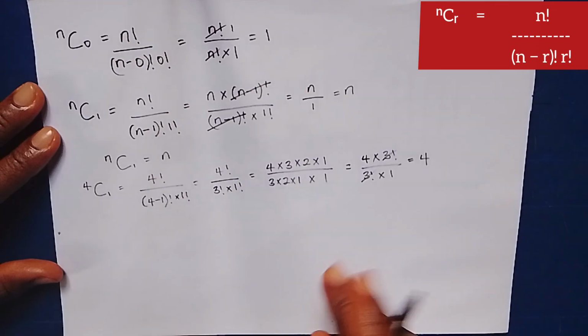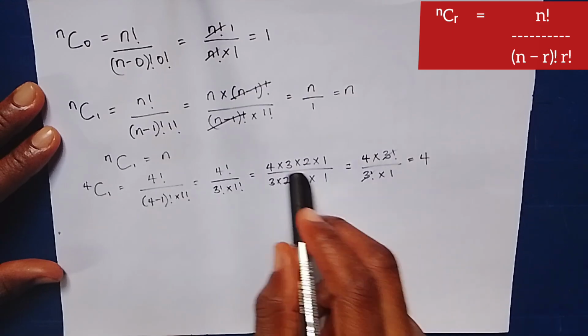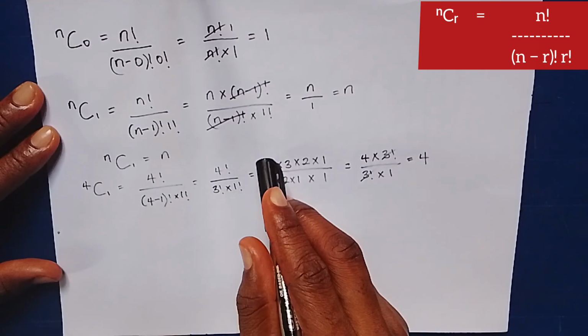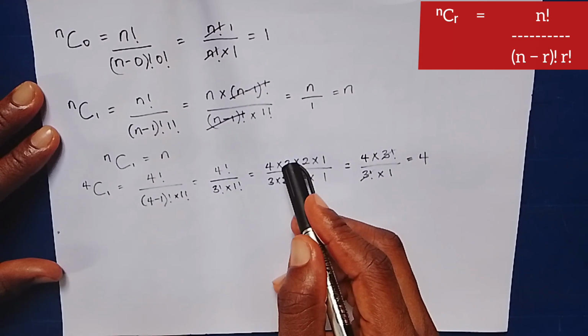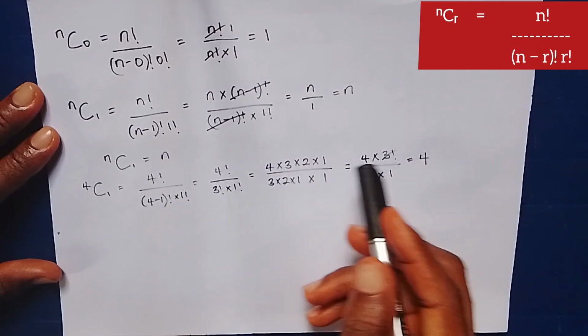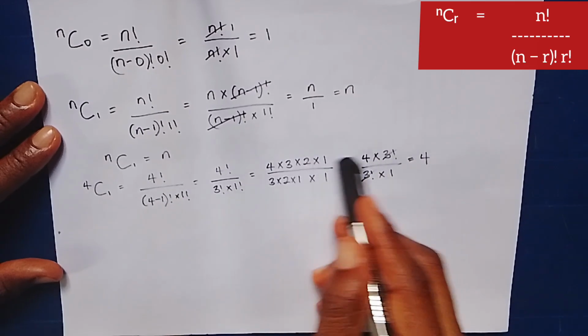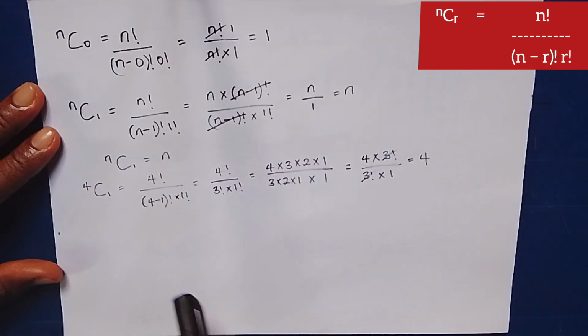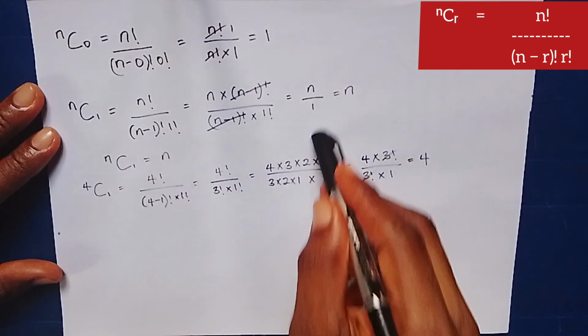I did this to show you that going down, each successive term is just the first term minus 1. That is 4 minus 1 equals 3, like that. And that's the whole concept here. I just did this for you to fully understand this.